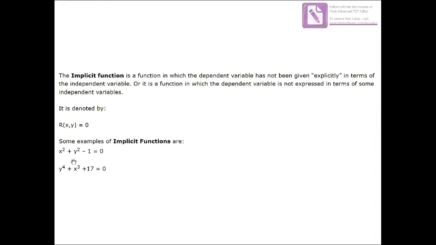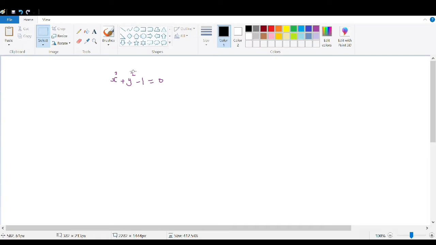So let us try to rewrite this one as an explicit function. So we have x^2 + y^2 - 1 = 0. We'll try to rewrite this one as an explicit function. This one is equal to 0, so this one is an implicit function. We will try to rewrite this one and convert it to an explicit function. So we need to write y as a function of x.